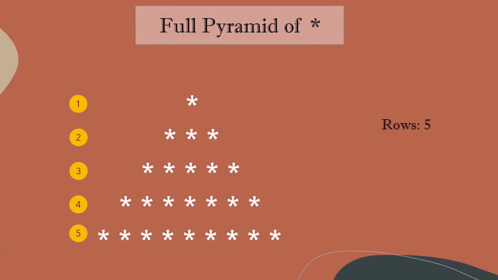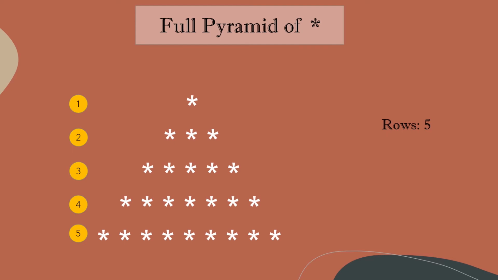Next we have the full pyramid of stars. So first I will take input from the user. In this case the input is 5. So for the first row I will print 1 star, for the second row I will print 3 stars, for the third row I will print 5 stars, and so on.